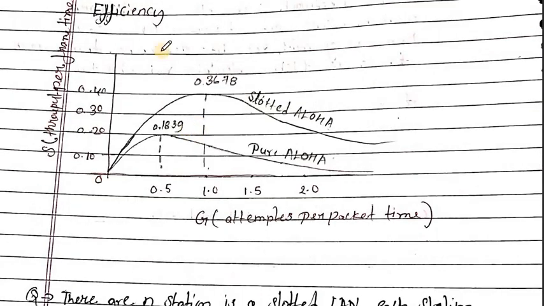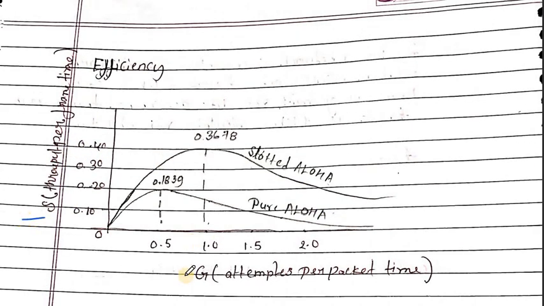Okay, here the efficiency graph, from 0 to pure Aloha 0.18 and 0.3678, which is slotted Aloha. Here the throughput, and here the G. The throughput is maximum at slotted Aloha at value 1. The throughput of pure Aloha is 0.1839 maximum at 0.5 value of G.